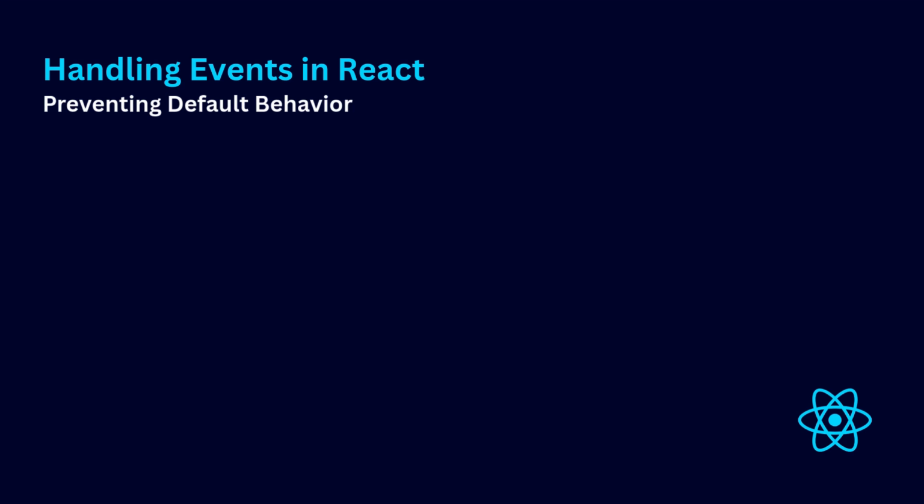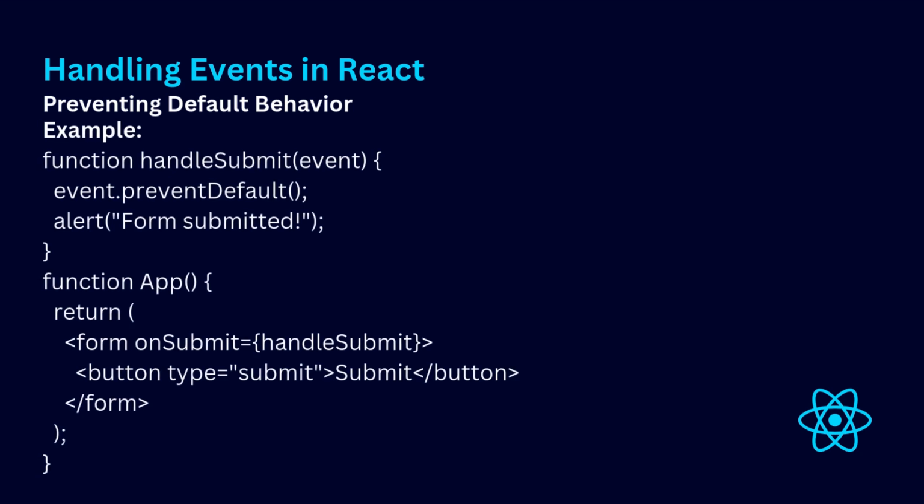default behavior of forms. For example, to stop a form from reloading the page on submit: function handleSubmit(event) { event.preventDefault(); alert('Form submitted') }. You attach this to your form: <form onSubmit={handleSubmit}><button type="submit">Submit</button></form>. Now here is something powerful.